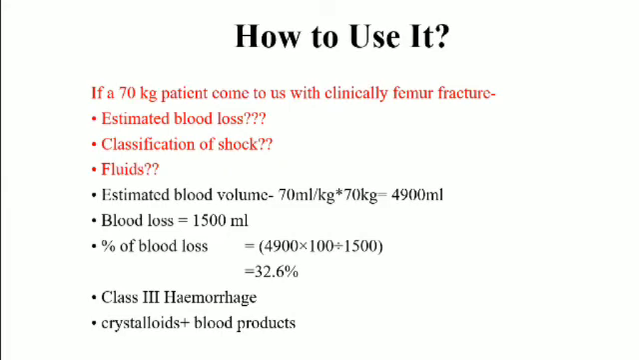So the percentage of blood loss is 1500 into 100 divided by 4,900, and it is 32.6%. So 30 to 40% blood loss is classified as class 3 hemorrhage. In this case, we should treat the patient with crystalloid and must give blood products.